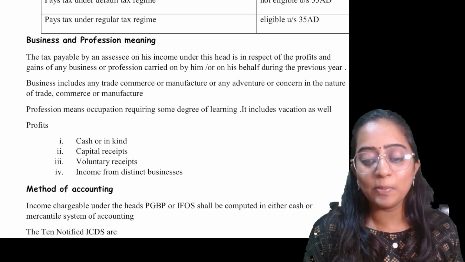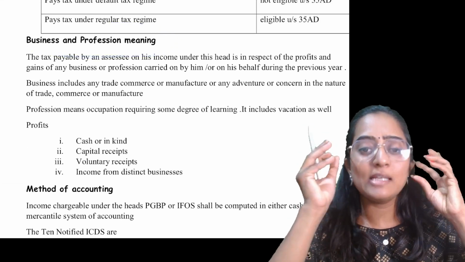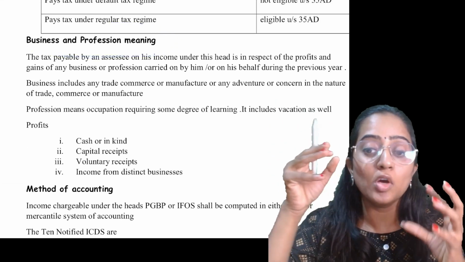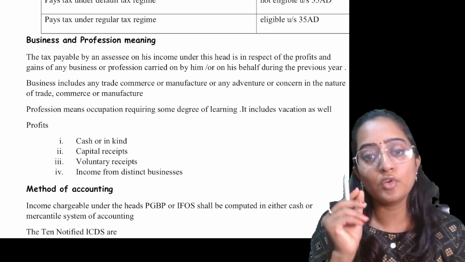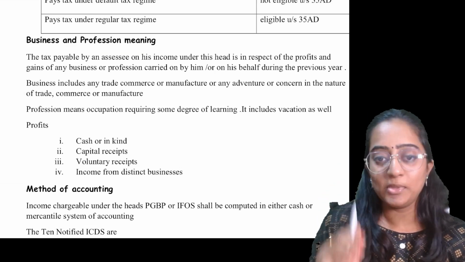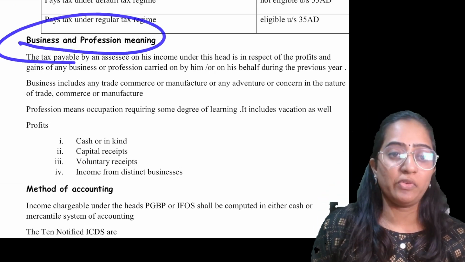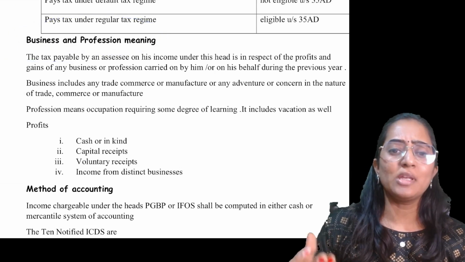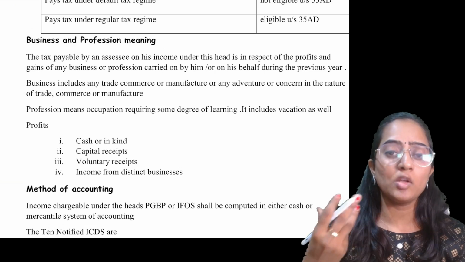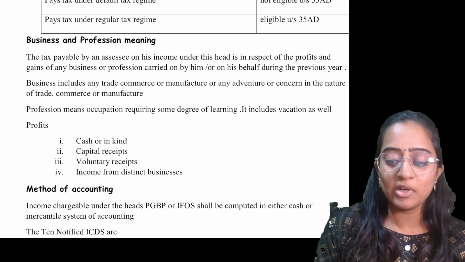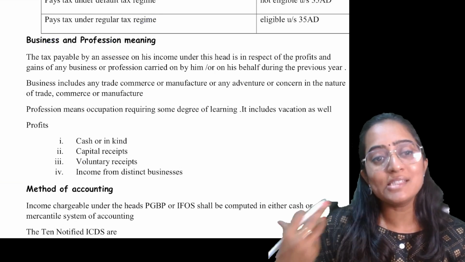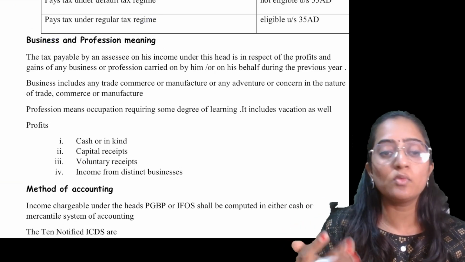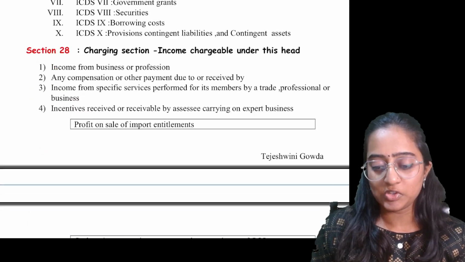Now, when it comes to your PGBP, that is the basic idea regarding how you are going to consider your PGBP, how you are going to add or subtract something in your PGBP. So, business and profession. Business means wherein you're trading goods or manufacturing goods; that would be covered under business. Profession would include basically the act of giving services. Certain services you're providing would be covered under the term profession.